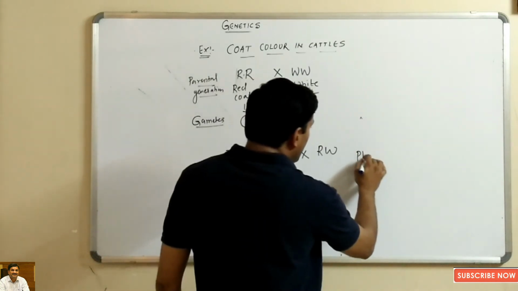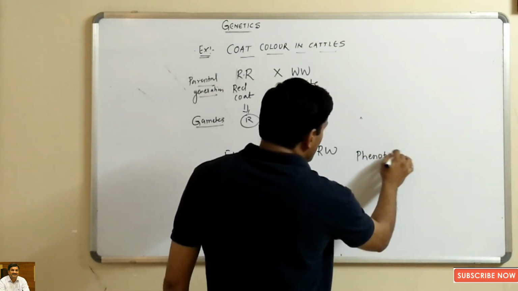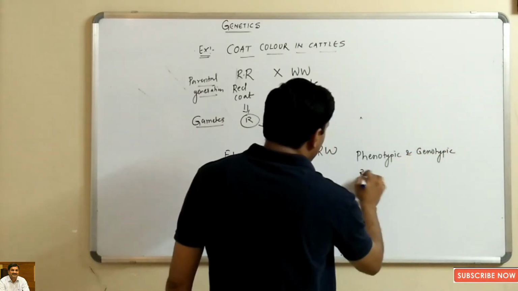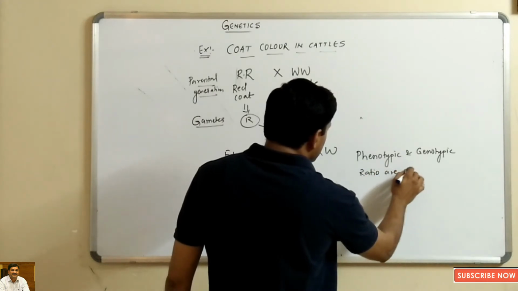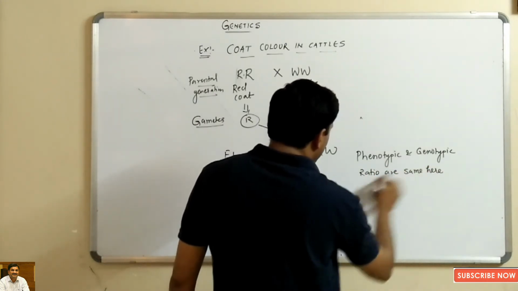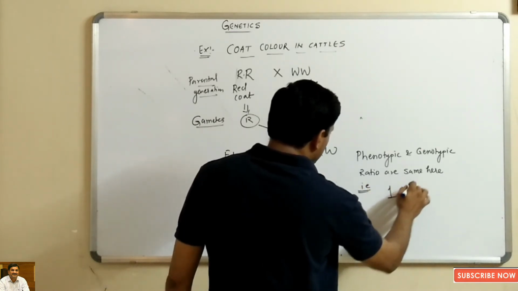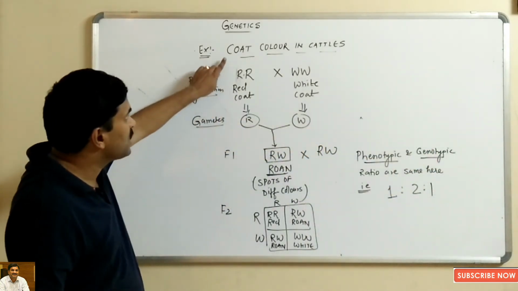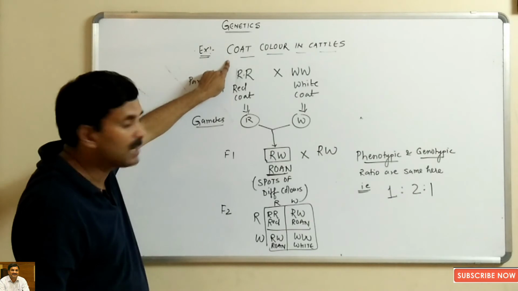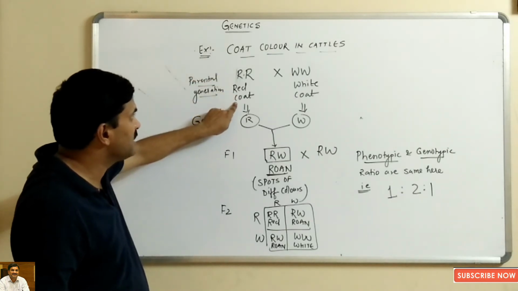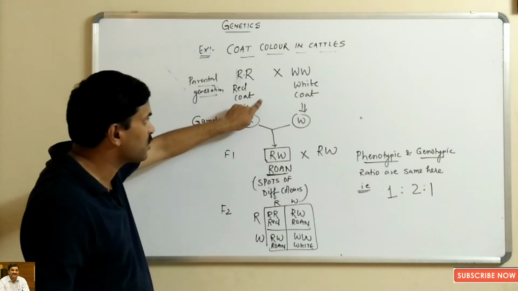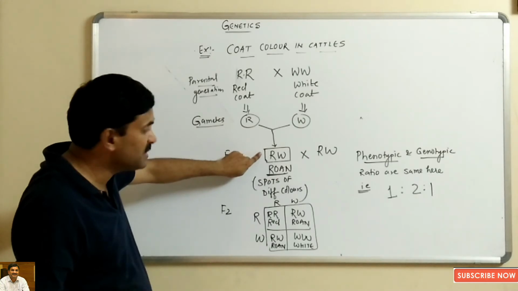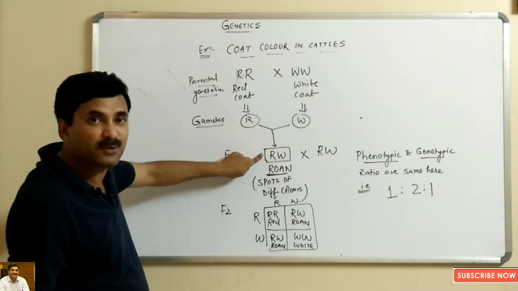So what type of phenotype and genotype ratio do we get? The phenotypic and the genotypic ratio are the same here, that is the ratio will be 1:2:1. So the coat color in cattle is a very good example of codominance, where when two different coat color organisms are crossed together in F1 generation, you can see that neither dominant recessive relationship is seen nor the intermediate phenotype is seen.